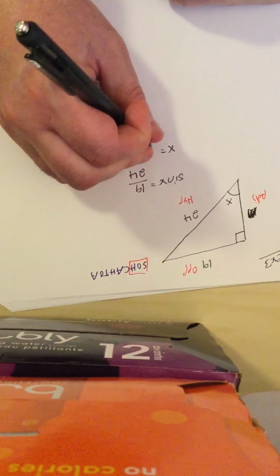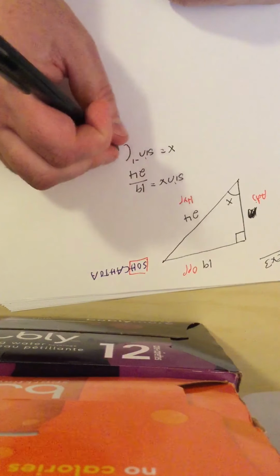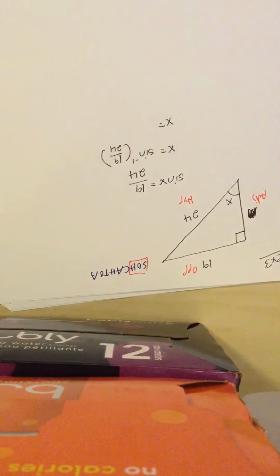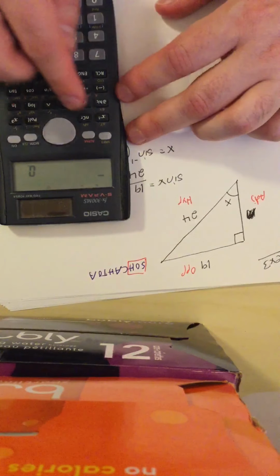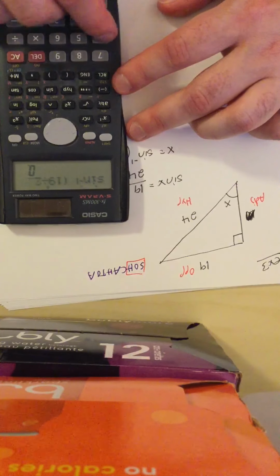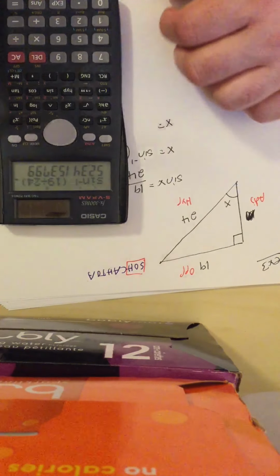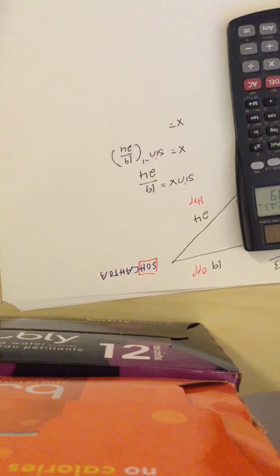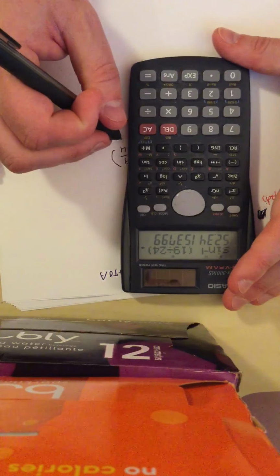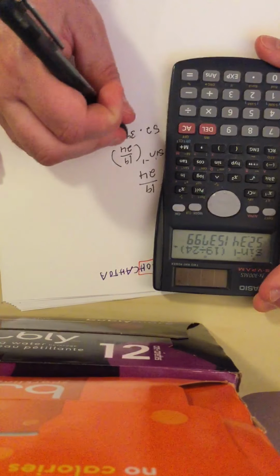I'm only going to do the fast way this time. x equals the inverse sine of 19 over 24. So the inverse sine of 19 divided by 24. The answer for this one is 52.3 degrees.